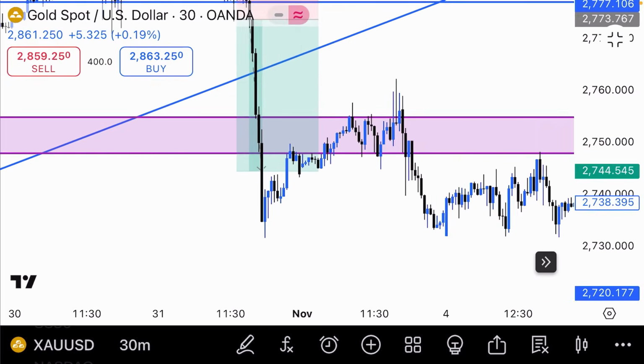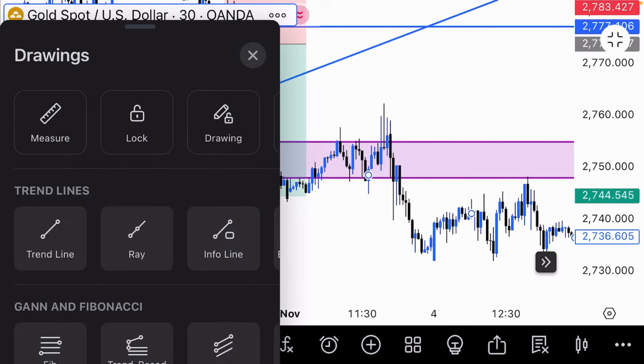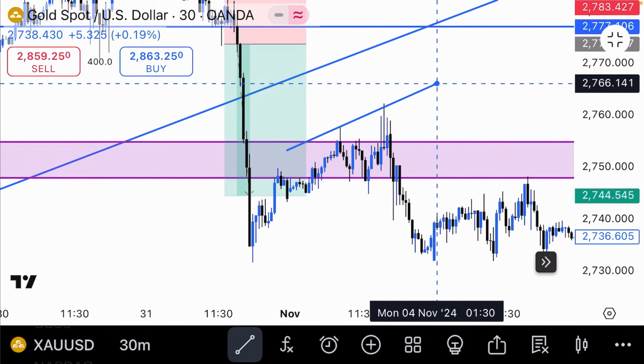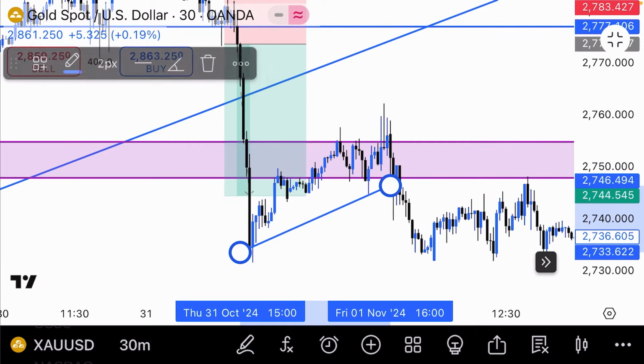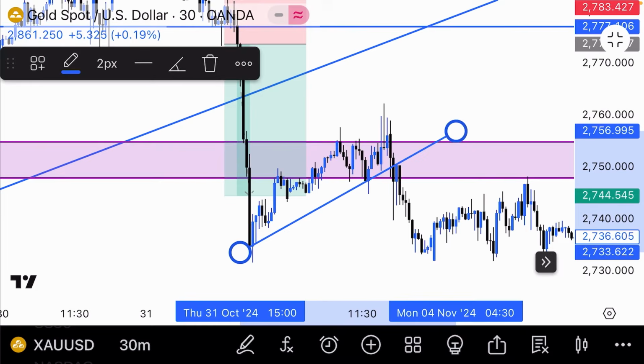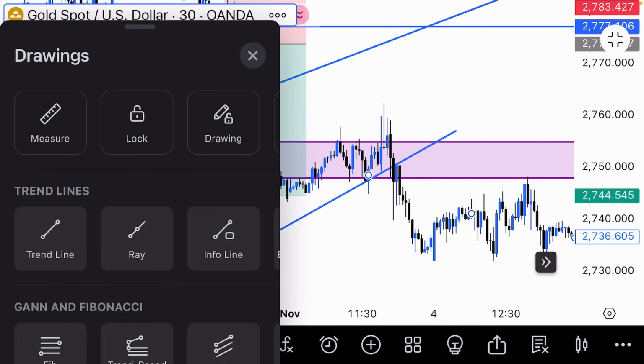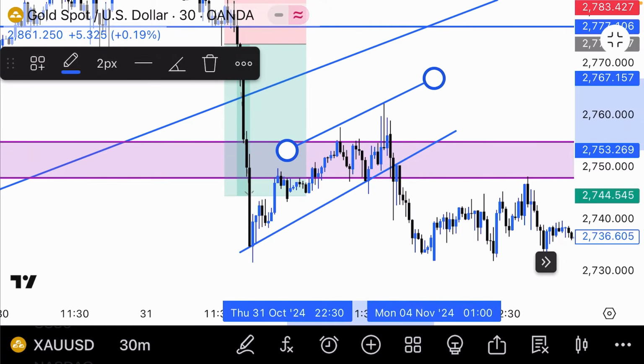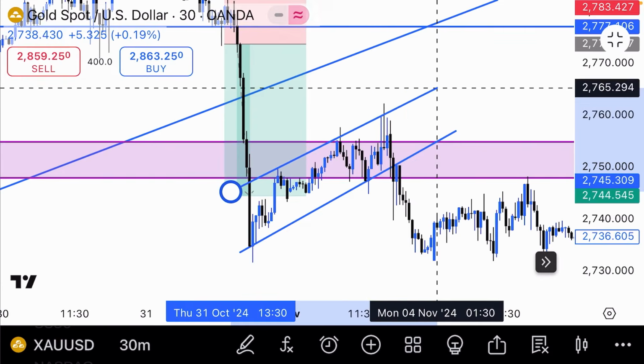As you can see, we call this a continuation pattern. As you can see, this is a rising wedge. Also, this is a rising wedge as a continuation pattern. So you would have eaten this also easy. The same approach, guys.